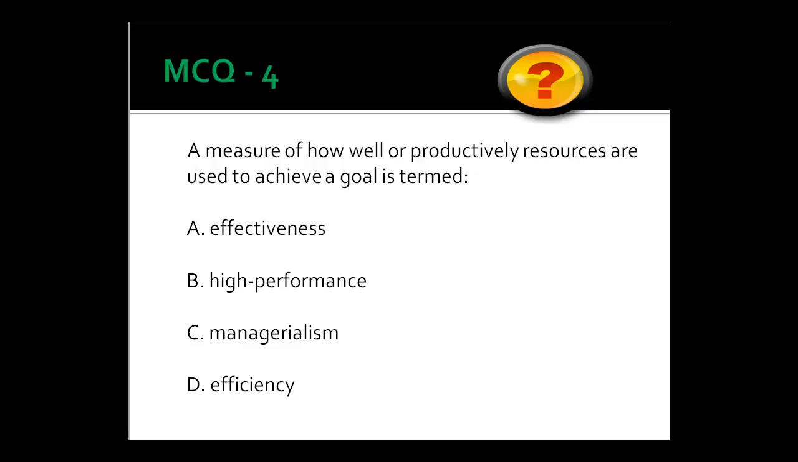What about this one? Question. A measure of how well or productively resources are used to achieve a goal is termed, is it A, effectiveness, B, high performance, C, managerialism, or D, efficiency? Correct answer to this question, D. Hope you got all of them correct.